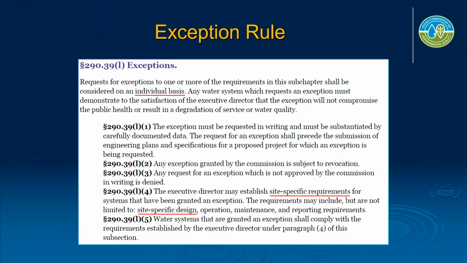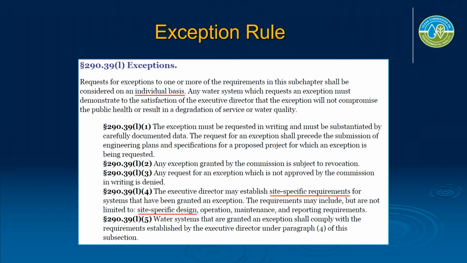All right, 290.39(l) here, the exception rules. This kind of talks about how we deal with exceptions. It states here that requests for exceptions to one or more of the requirements in this subchapter will be considered on an individual basis. Again, no blanket exceptions or anything. Any water system which requests an exception must demonstrate to the satisfaction of the executive director that the exception will not compromise the public health or result in a degradation of service or water quality. You need to protect the public health.